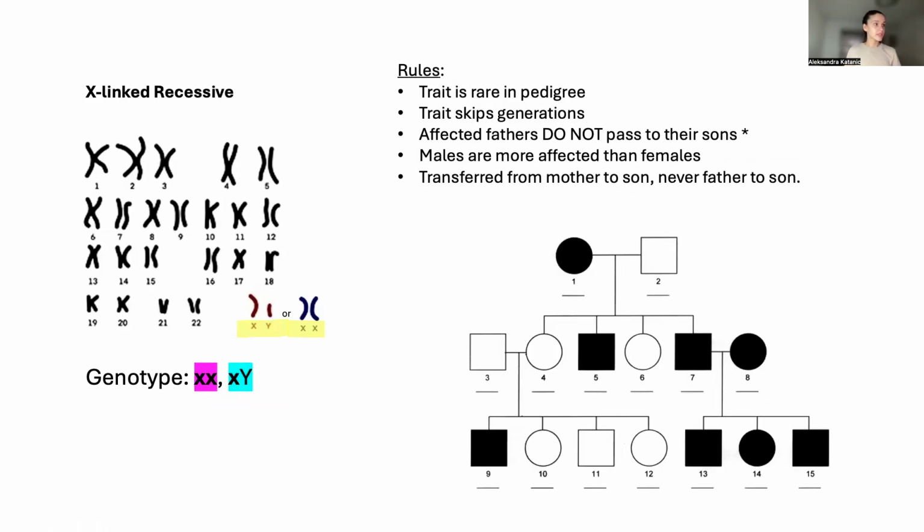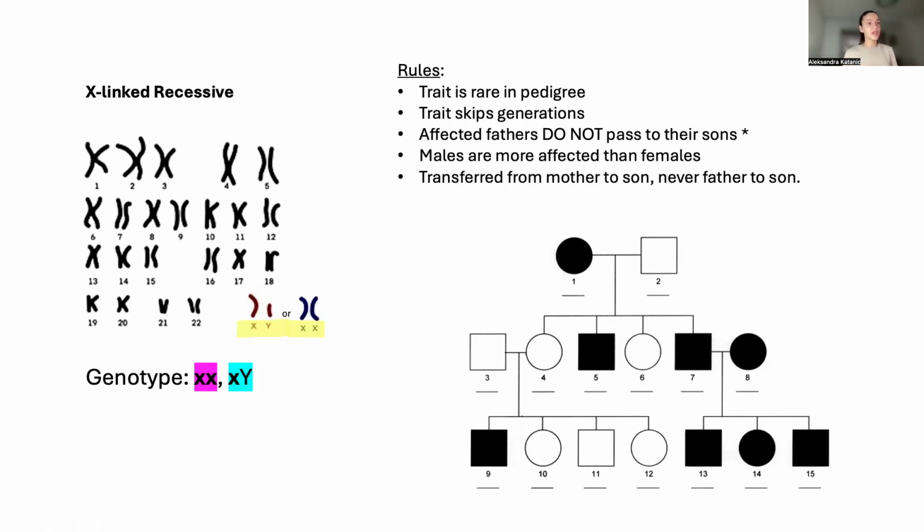Let's do X-linked recessive. We're doing well. If we're getting this far and we're not panicking, even if you have to watch it a few times, that's good. X-linked recessive, let's do that one. The trait is rare and it skips generations. Affected fathers will not pass on to their sons because of the same reason as the other one. They're not going to give an X to their sons.